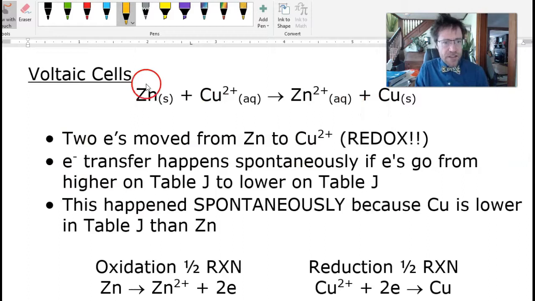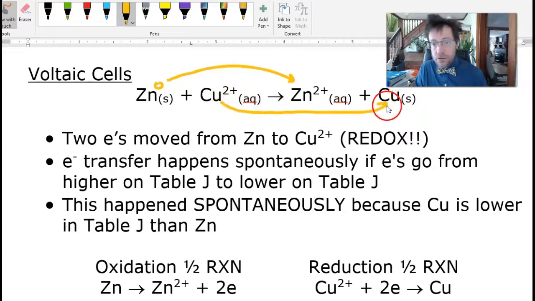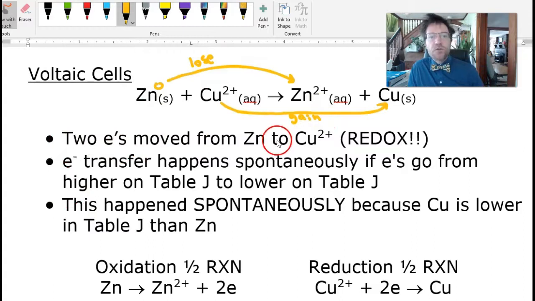And if you look, the zinc starts out as a 0, and it turns into a 2+, so it's going to lose 2 electrons, and the copper is going to go from a 2+ to a 0. So this one is going to lose, this one you're going to gain. So if zinc is losing and the copper is gaining, let's go through this. 2 electrons move from zinc to copper. Excellent. Redox. Check. This is a redox reaction. We can make a battery out of this.